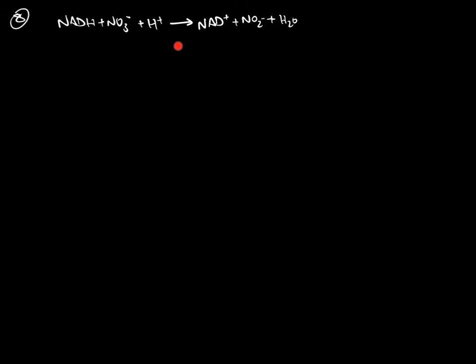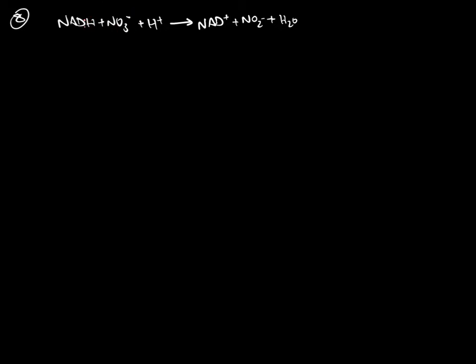Now it's kind of hard to see the loss of electrons, but you have to realize that the electrons are actually the two electrons holding the H to the NAD complex. So these two electrons are then being lost in the oxidation of NADH, and the nitrate is the one that will help out with this.